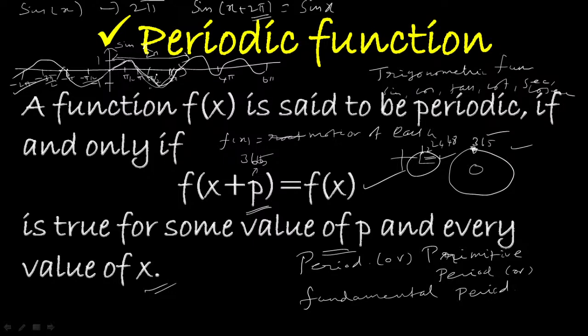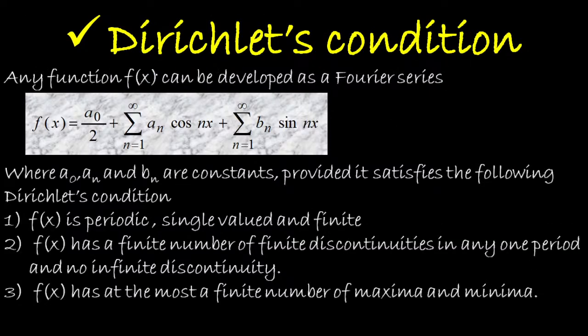Now, with this short introduction, let me move on to the Dirichlet condition. Before we move on to the definition of the Fourier series, let me have a short look at the Dirichlet condition. This is one of the important conditions for the existence of a Fourier series. Any function f of x can be developed as a Fourier series. Generally, a Fourier series can be represented like this: f of x is equal to a0 by 2 plus sigma n equal to 1 to infinity a n cos n x plus sigma n equal to 1 to infinity b n sin n x.